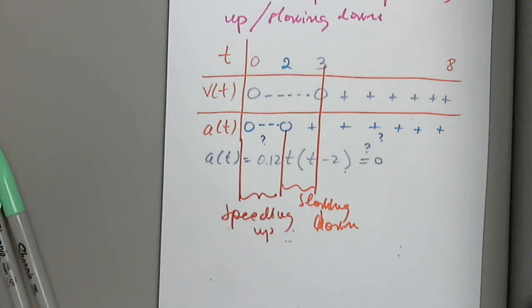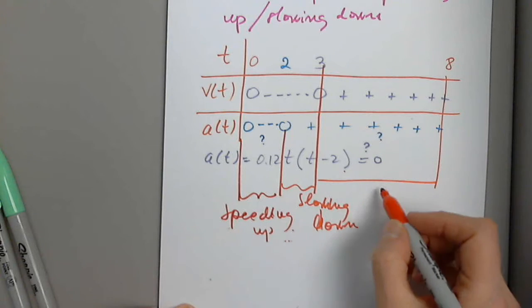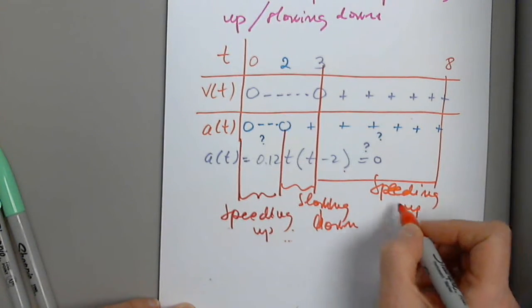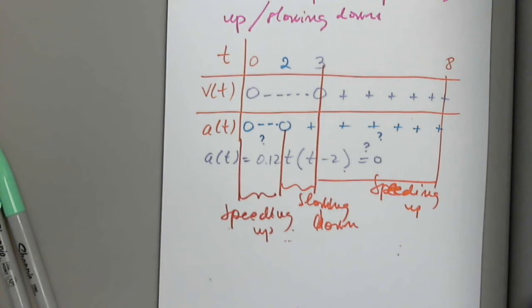What happens between 3 and 8? They work again together, this time on the positive side. So what happens between 3 and 8? Speeding up. Speeding up. Excellent.